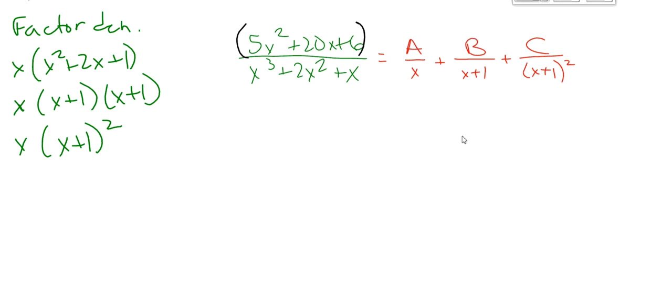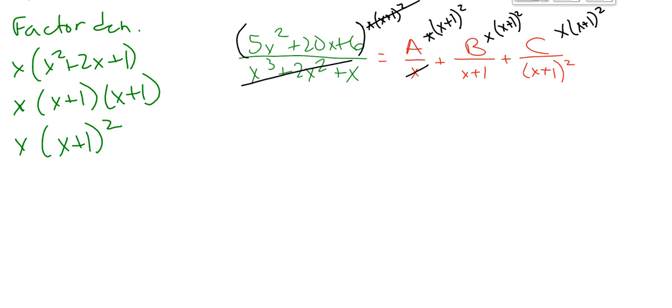So when we do that, we're going to multiply this by x times (x plus 1) squared for each term. On the left, the denominators just cancel. On the right, the x's cancel in the first one. Since it's (x plus 1) squared on the top and just x plus 1 on the bottom, just the x plus 1 cancels with the square on that one. And then the (x plus 1) squared cancels on that third one.